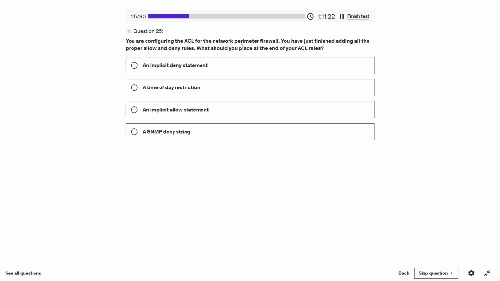Hopefully, you are configuring the ACL, access control list, for a network perimeter firewall. You have just finished adding all the proper allow and deny rules. What should you place at the end of your ACL? Remember, whenever you are adding any type of allow or deny rules, it's always good practice to add an implicit deny statement. So everything else coming to your system or within your network should be denied by default.